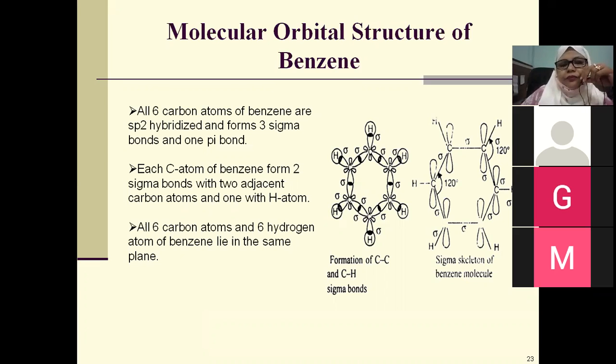Okay. So this is a molecular orbital of benzene. The angle between two adjacent bonds is 120 degrees, either external or internal.